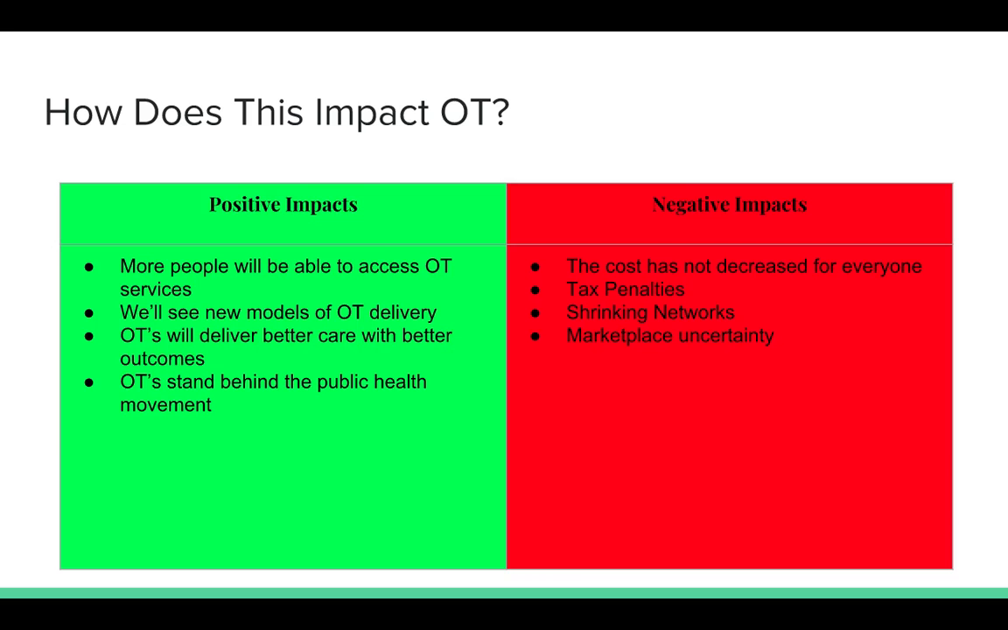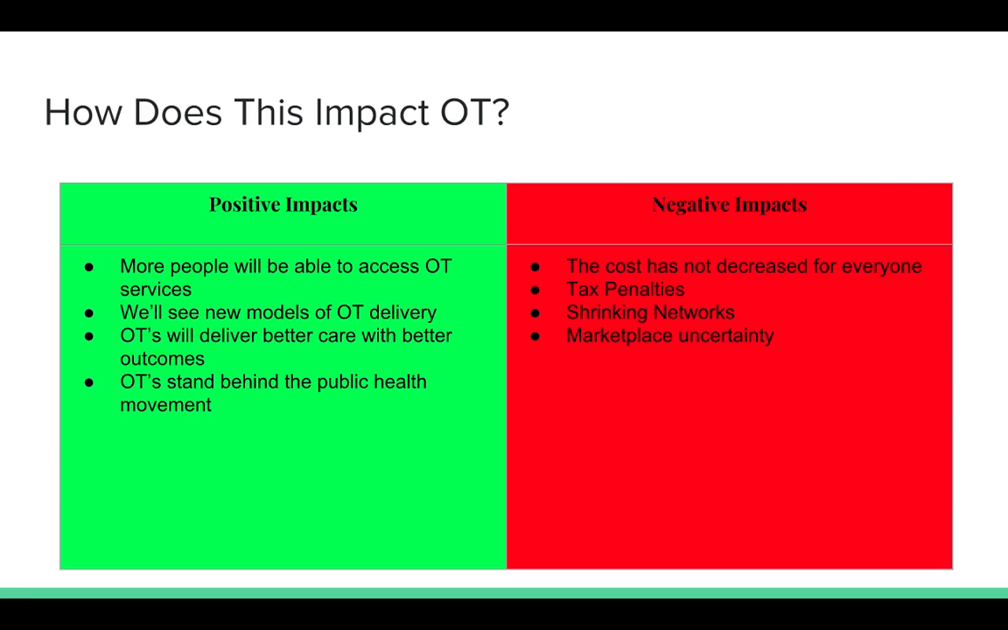How does this impact OT? I have a chart that is a comparison side by side, and I will further discuss each bullet point. The ACA expands access to healthcare in general. As part of the expansion, insurance must cover a variety of services. A qualified health insurance plan is a plan certified to be sold on the health insurance marketplace. These benefits include mental health care, substance abuse treatment, as well as rehab services.